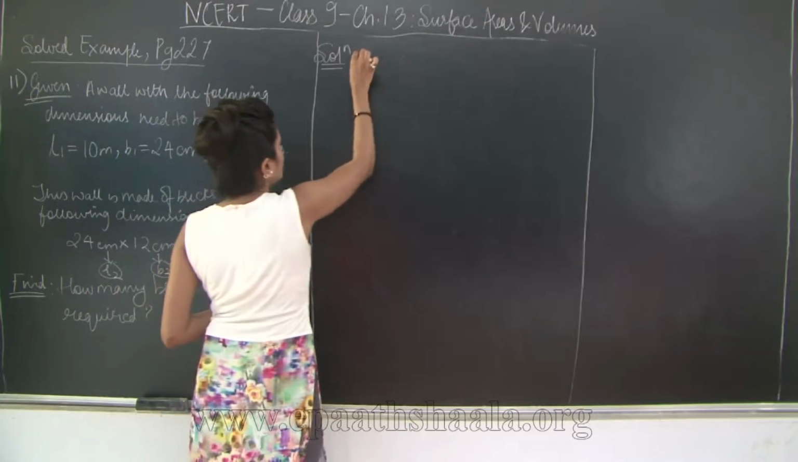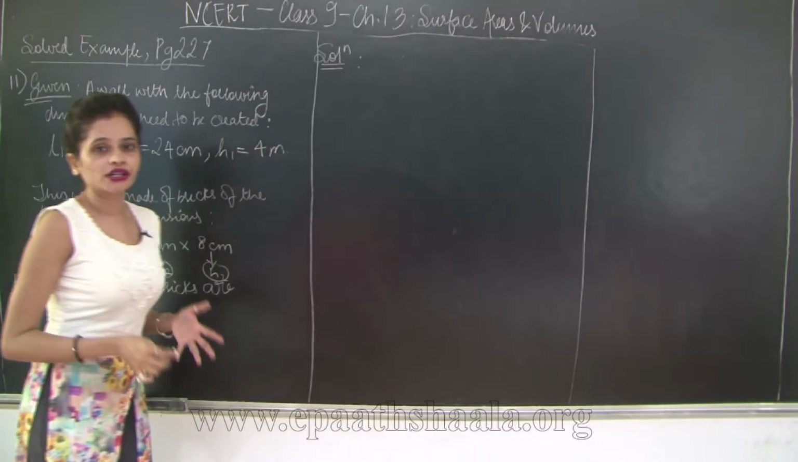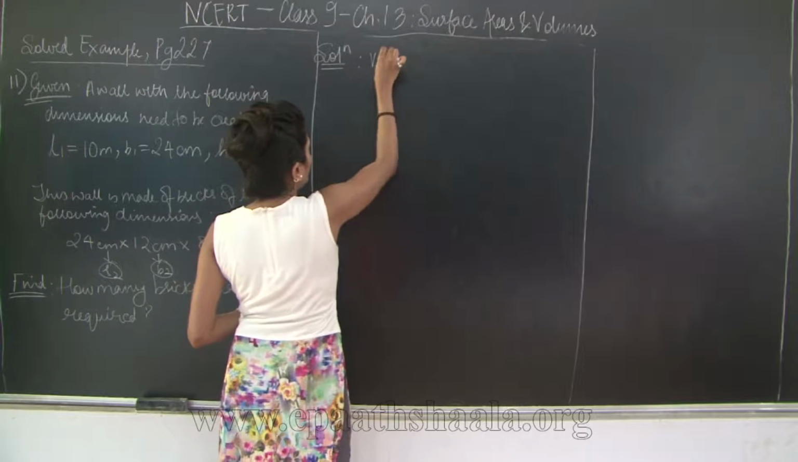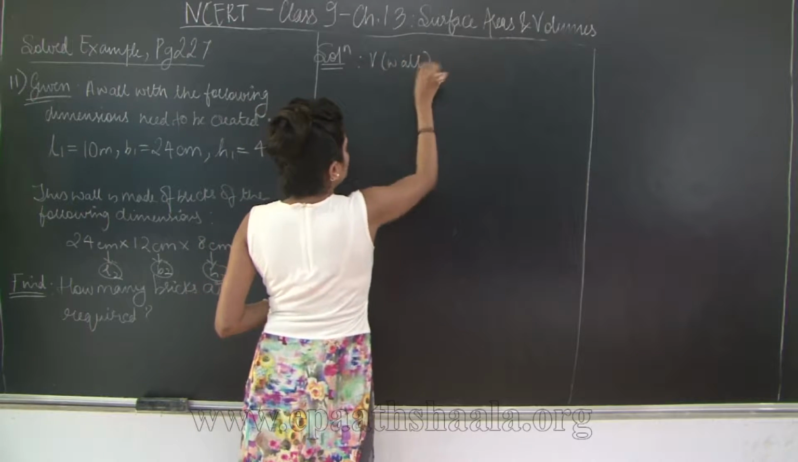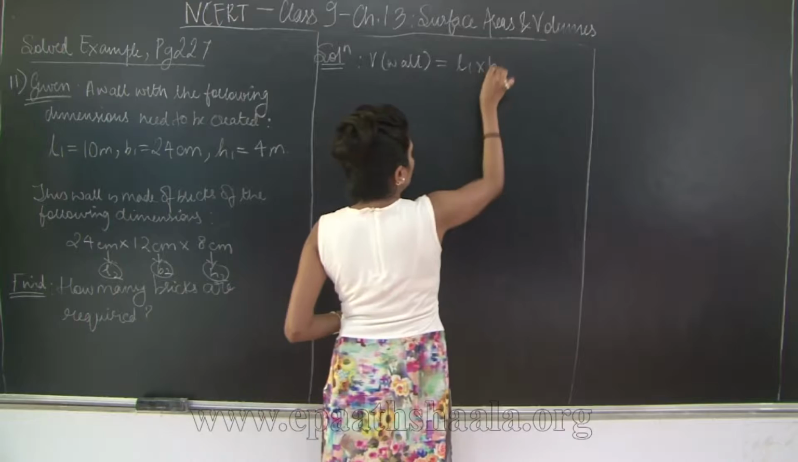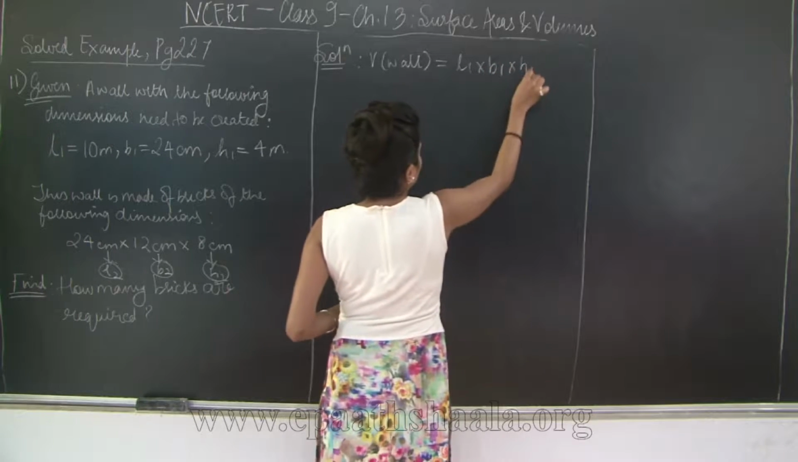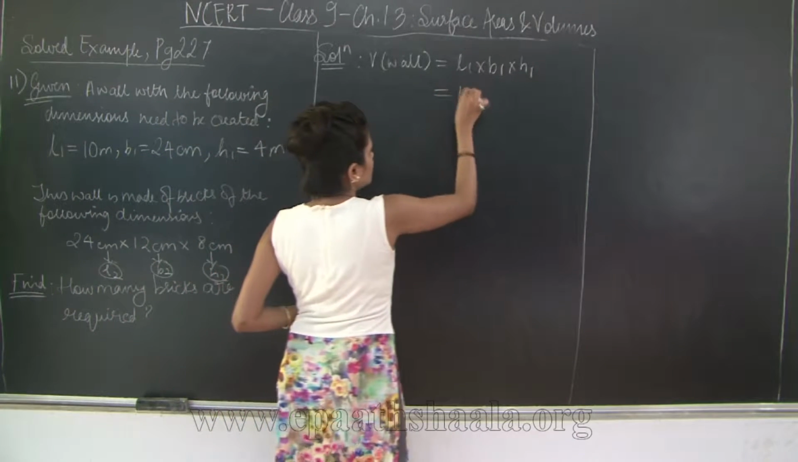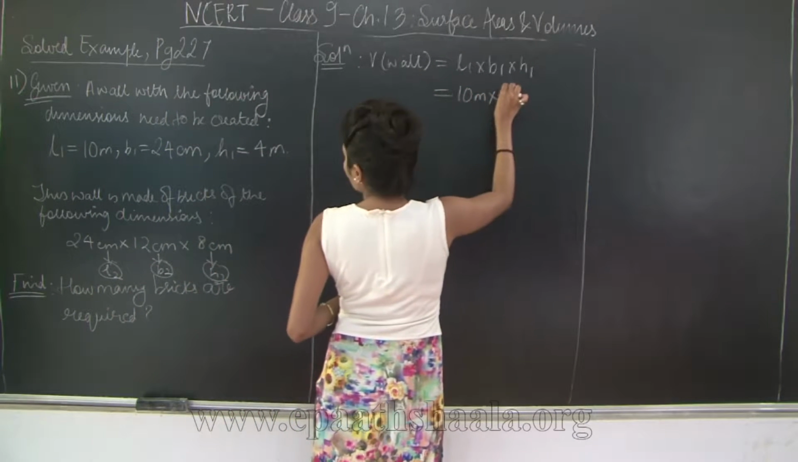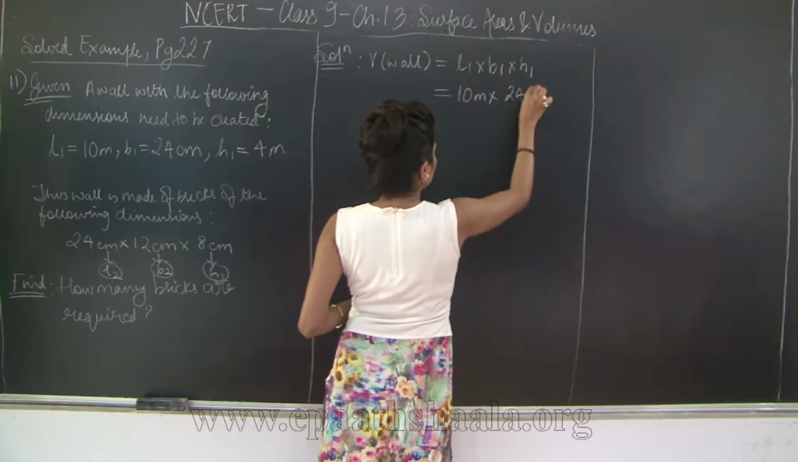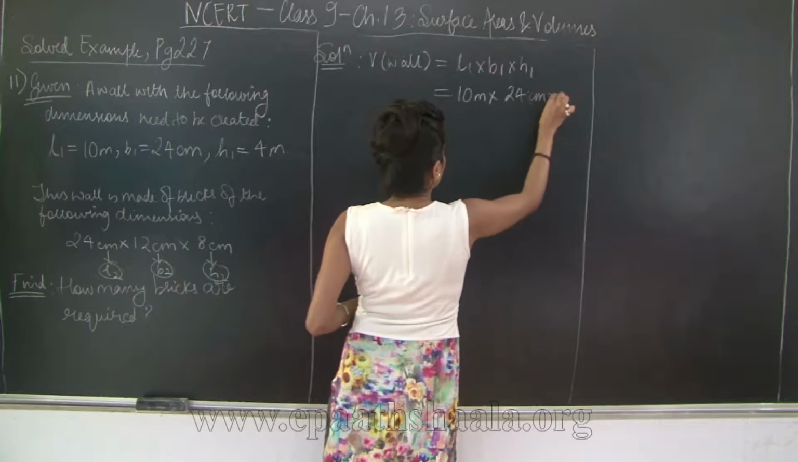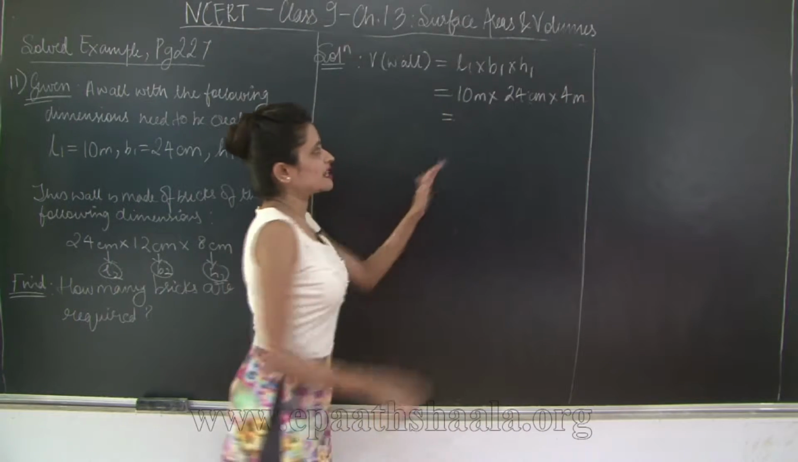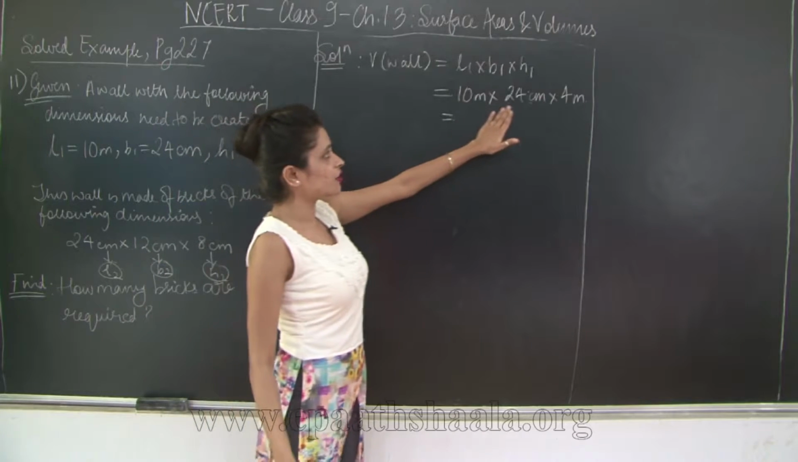First, I'm going to find the volume of the wall. The wall we know is going to be a cuboid because it has 3 dimensions. Therefore, volume of wall is going to be length 1 into breadth 1 into height 1. Right? So the length is 10 meters into 24 centimeters into 4 meters.